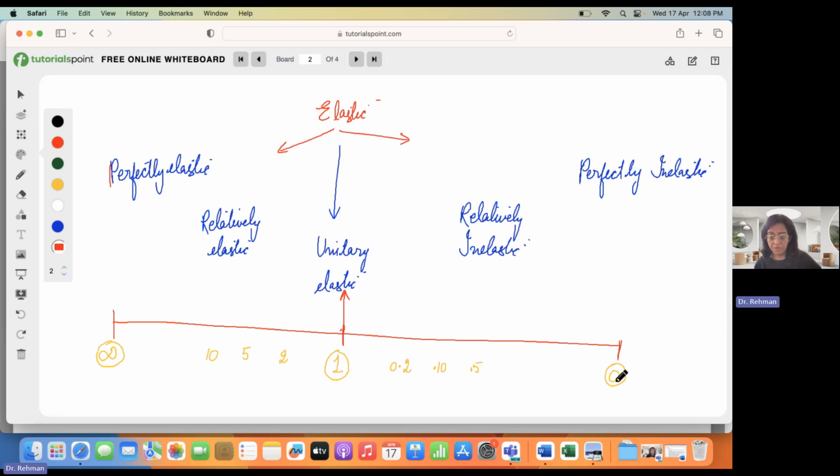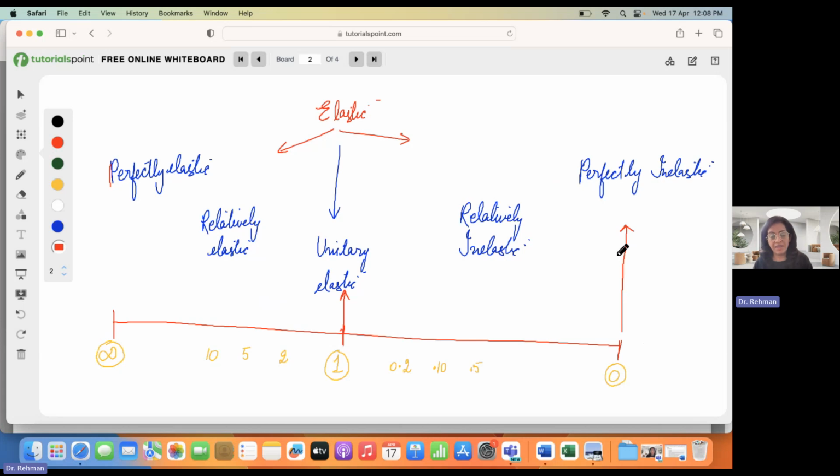Now look here. What do you mean by 0? For 1% increase in price, there is 0% change in demand. The demand does not change. For 1% increase in price or decrease in price, the quantity demanded does not change. 0% change in quantity demanded. What does that mean? That means the demand is perfectly inelastic. The demand will remain same.